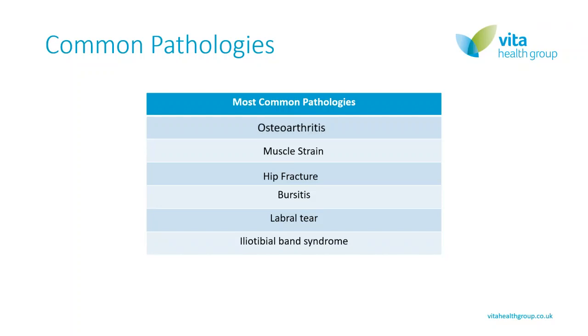So today we're going to focus on the top three pathologies. We've got osteoarthritis. I took on board feedback from last time we did this, wanting to focus on just a specific type of arthritis, so this is the most common. Then we're going to look at muscle strains and hip fractures as well. The other three we can cover in later sessions.